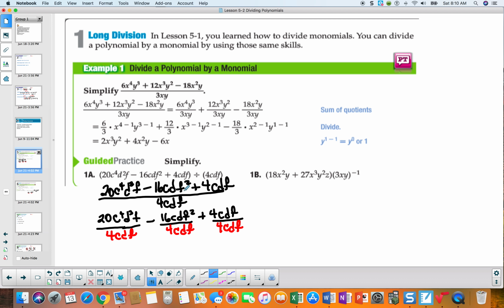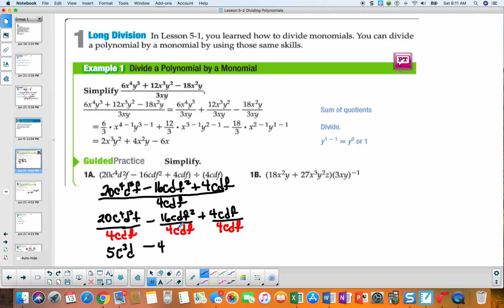Here I have my polynomial in the numerator, and I put my monomial in the denominator. I've separated the fractions, and now I'm ready to reduce. And so 20 divided by 4 is 5. I can see that there are 4 c's in the numerator, 1 c in the denominator, so that'll be c to the third. There are 2 d's in the numerator, 1 d in the denominator, so there'll be at least a d in the numerator, and then the f's are going to reduce.